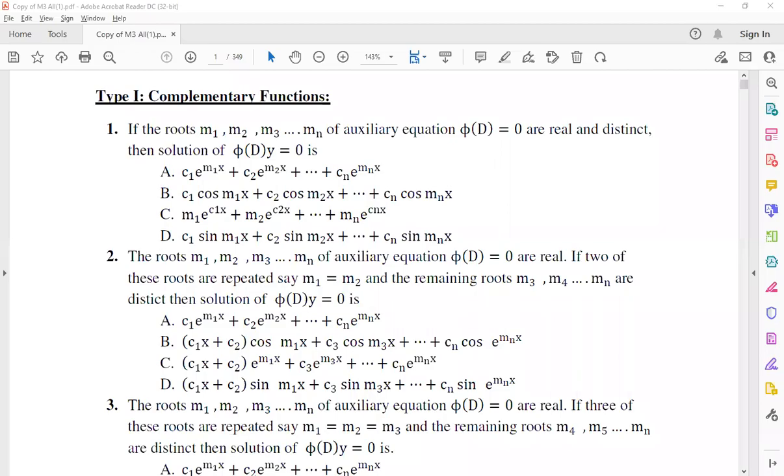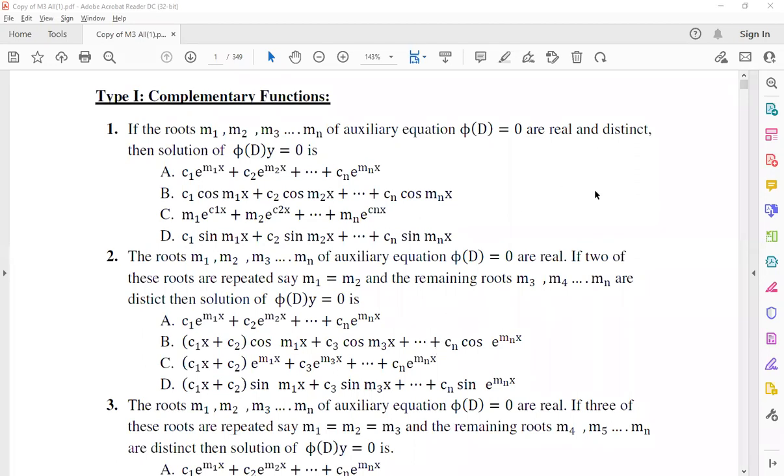What is complementary function? Notation: CF or YC. Do you remember? There are two types of this higher order LD.